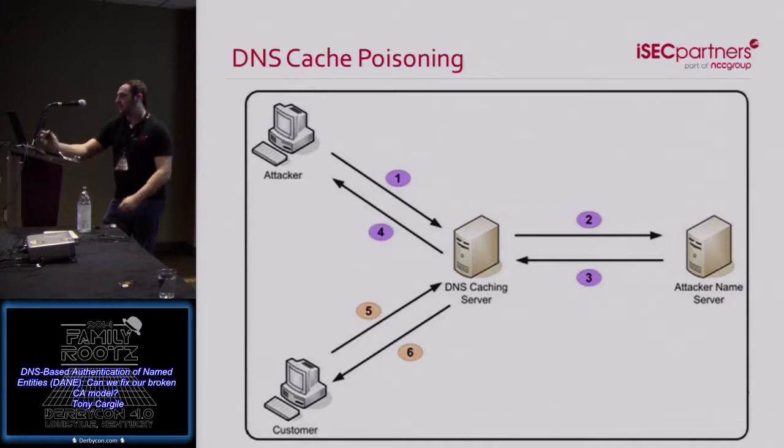And if the attacker is able to match that query ID, then the name server goes, oh, okay, yeah, I got the result for this, and now it sends it back to the client, and it also caches that response. So now anytime anybody comes to this DNS caching server and wants the address for www.bank.com, everybody is getting sent to an attacker's name server.